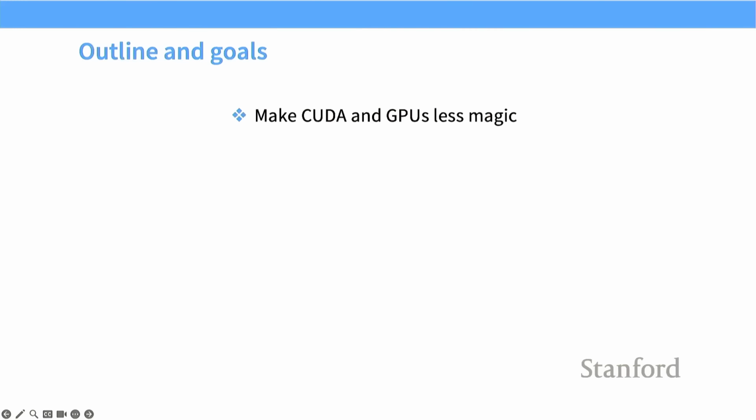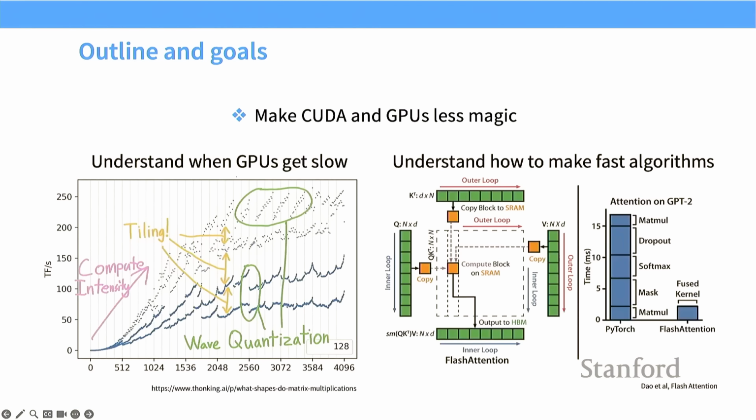GPUs are the thing that makes our language models go. So they're pretty critical to get right. And if you haven't really studied the hardware that makes your models run, they can seem pretty mysterious. So my goal today is to try to make CUDA and GPUs less magic.